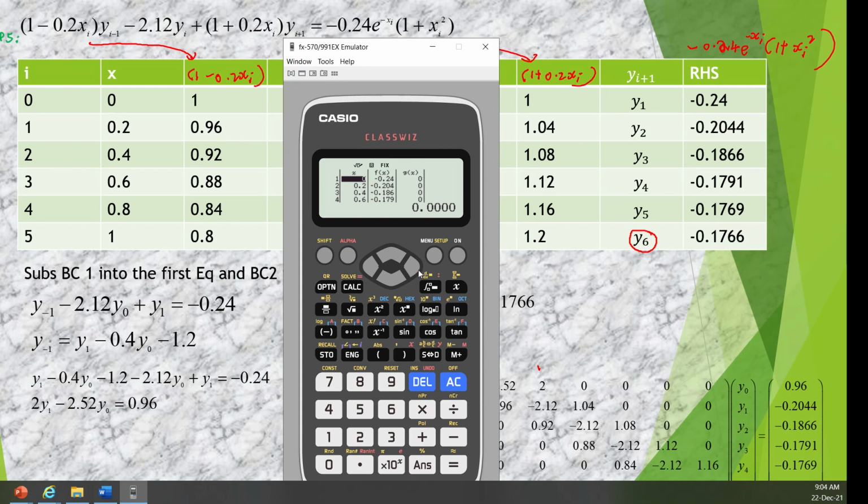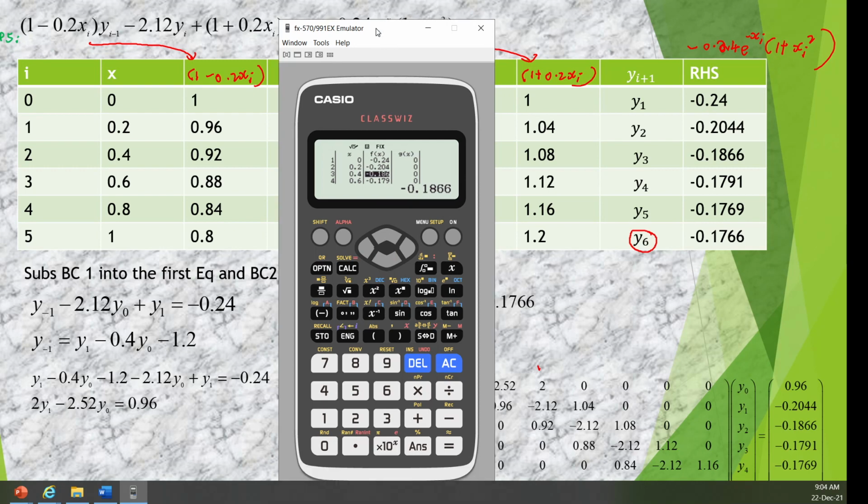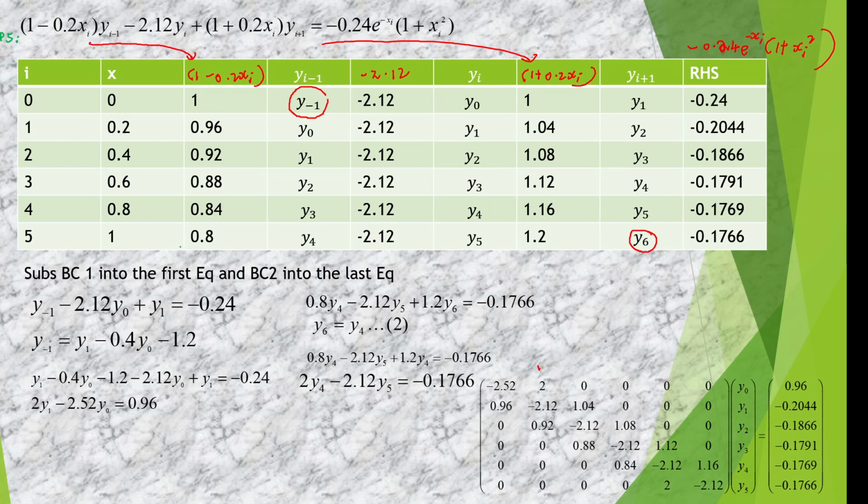So the first value is negative 0.24. The second value is negative 0.2044. Third, negative 0.1866. And later on, negative 0.1791, negative 0.1769. The last value is negative 0.1766. Or you may use Excel to build the table.